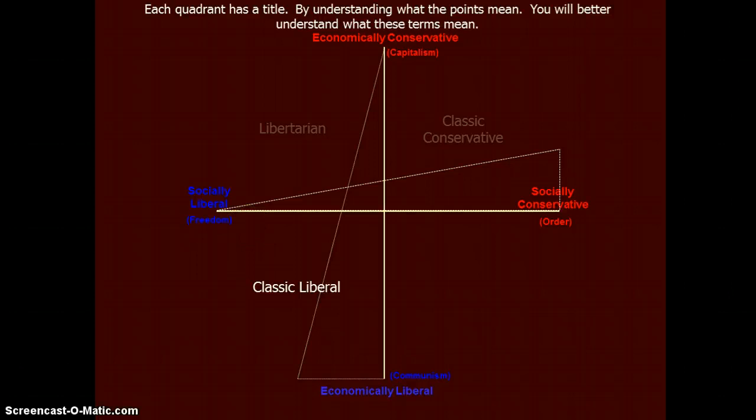And then on the bottom right, we haven't talked about this yet, somebody who wants the government not only involved socially, so they're conservative socially, but they also want the government involved economically, so they're economically liberal. We call people like this populists. You also might hear the word communitarian. Both of them are kind of interchangeable, but we'll use the word populist in this unit.